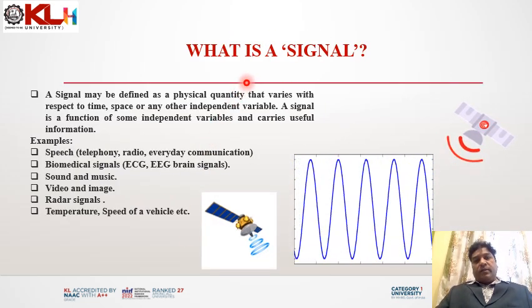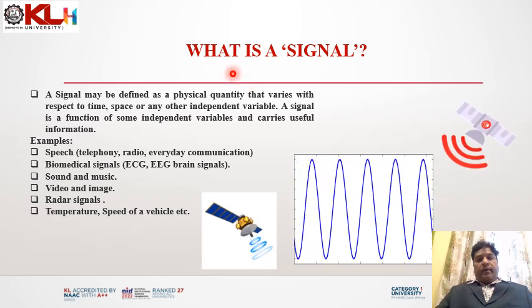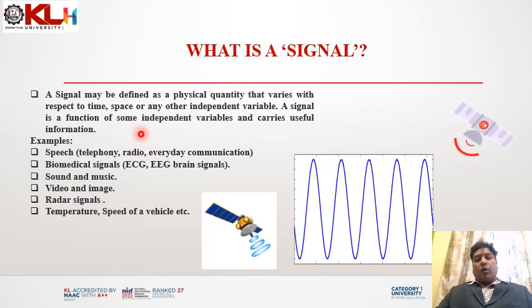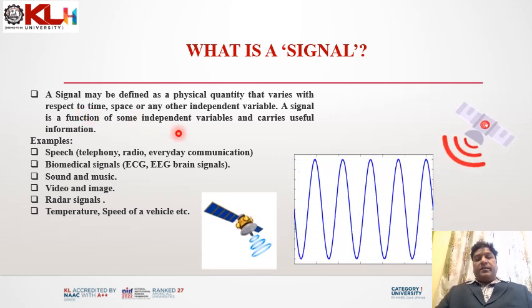Now we are going to discuss what is a signal. A signal is a function of one or more variables such as time or space, and it carries useful information. So the signal is a function of some variables and it carries some useful information. For example, we take the speech signal. The speech signal is a function of time and it is carrying useful information, which is the voice of the speaker or the communication.